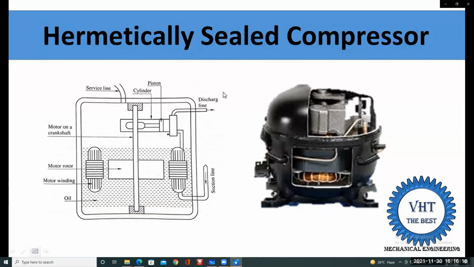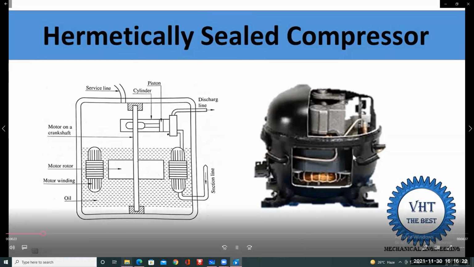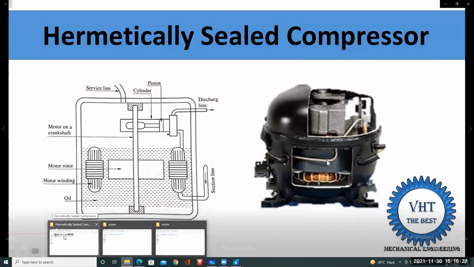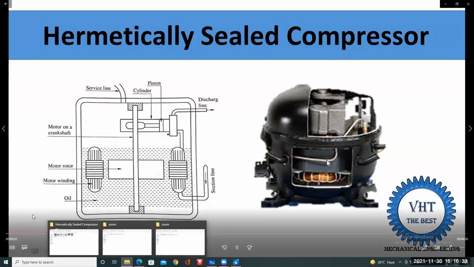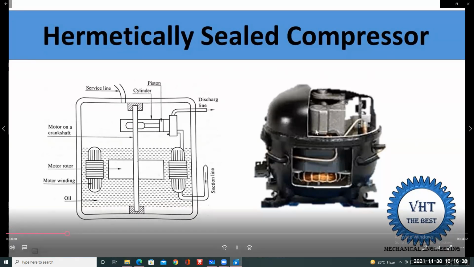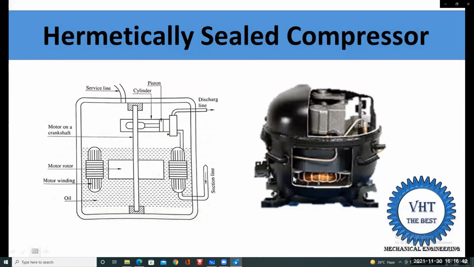It is known as a hermetically sealed compressor because in one unit, this black unit, constructed from steel, we put two components inside the complete unit. One is the motor and the second one is the compressor. This compressor may be of reciprocating or rotary type. So in one unit we put the motor and compressor. That's why it is known as a hermetically sealed compressor. And since it is sealed in one unit, there are no leakage problems.